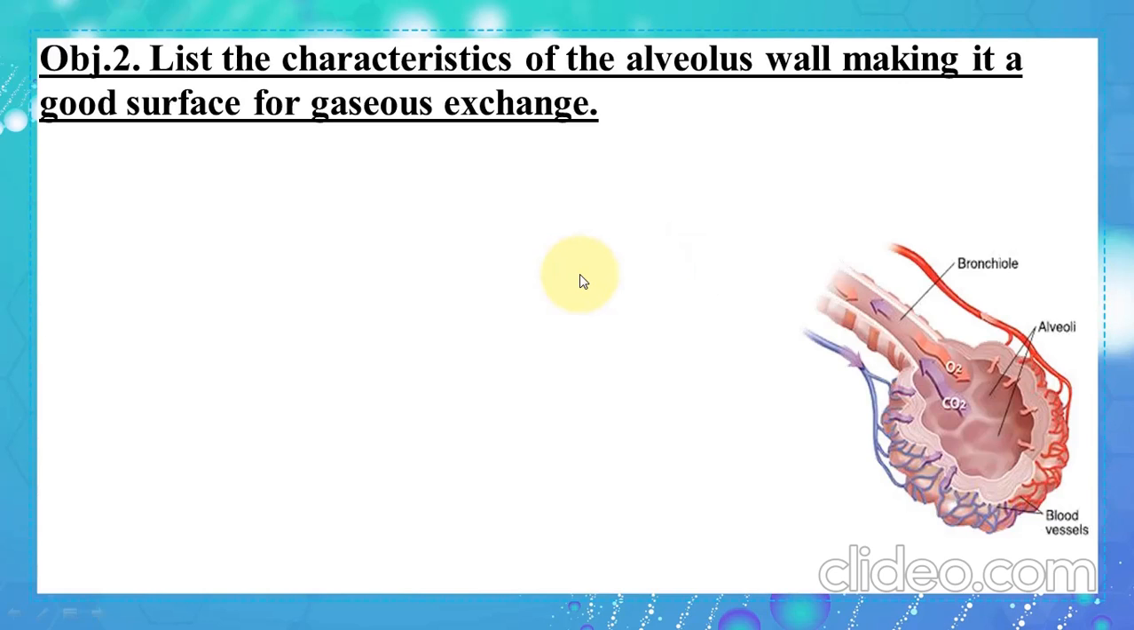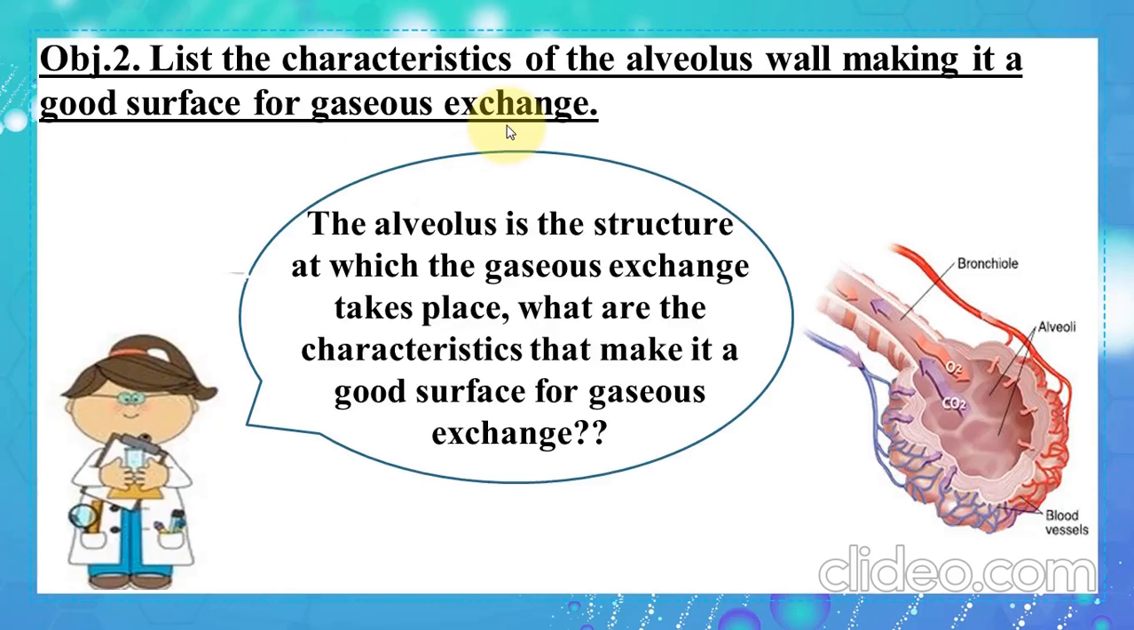The second objective, list the characteristics of the alveolus wall, making it a good surface for gas exchange. We know that the alveolus is the structure at which the gases exchange takes place. But what are the characteristics that make it a good surface for gases exchange?